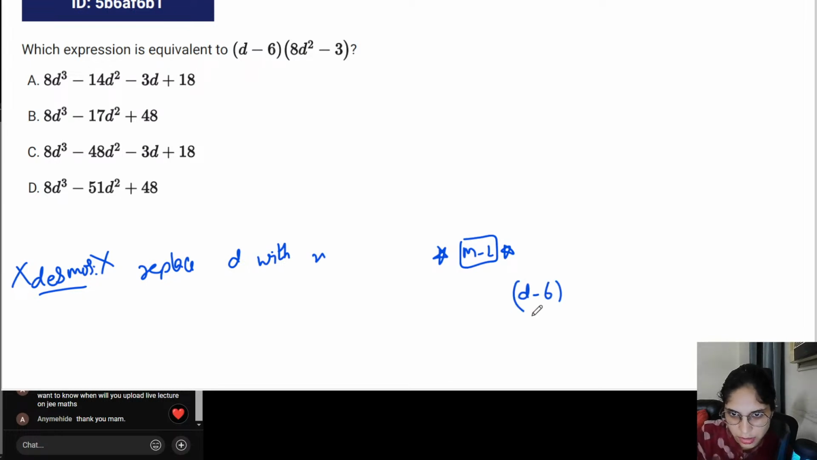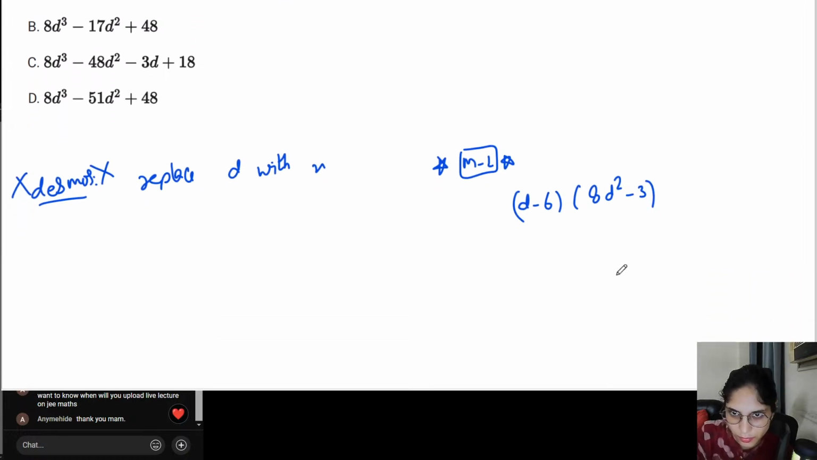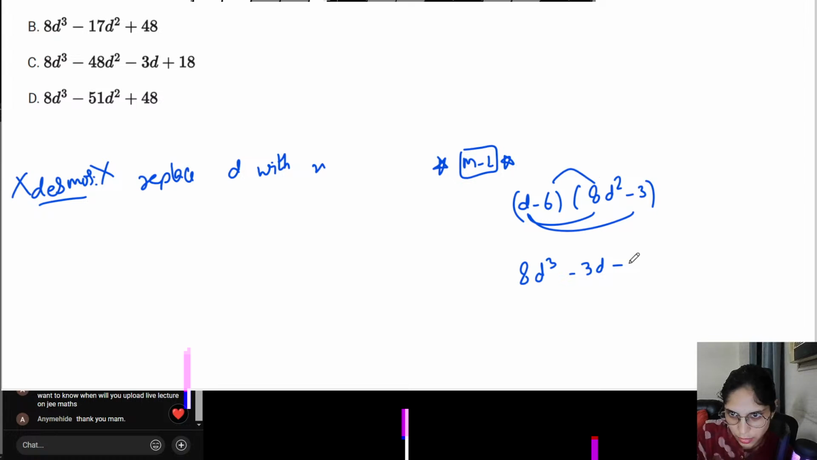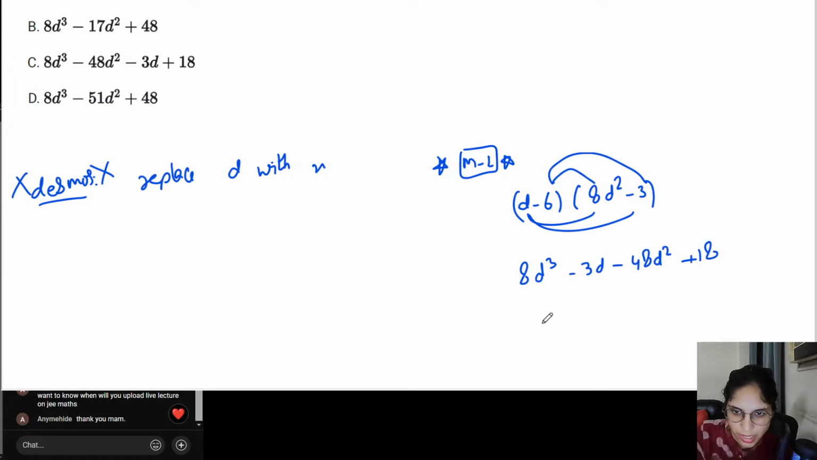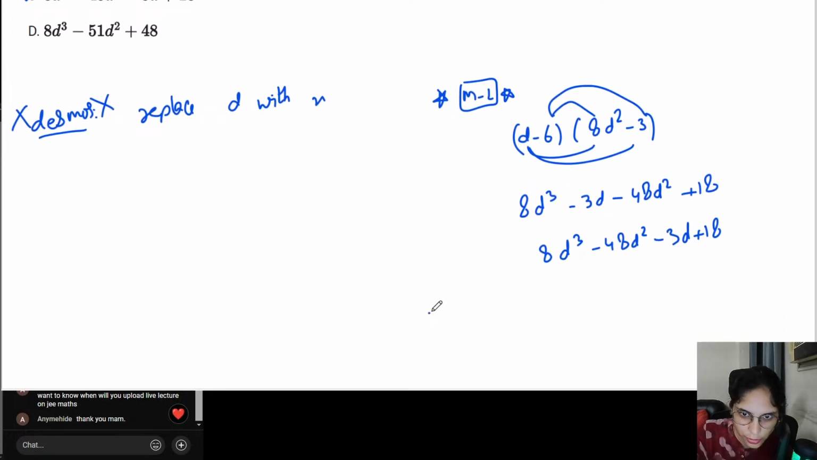So d minus 6, 8d squared minus 3. So 8d cubed minus 3d minus 48d squared. Negative negative becomes positive plus 18. There are no like terms. So you write in decreasing powers: d cubed, then d squared, then d, and you've got your answer. And like I've told you before, if you want to write the entire FOIL, you can do that as well.